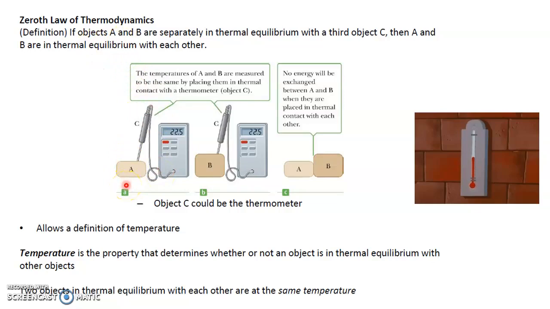If object A and B are separately in thermal equilibrium with a third object C, then A and B are in thermal equilibrium with each other. When two objects are in thermal equilibrium, there will be no further heat transfer occurring. Because of this, we can say that the temperature is the property that determines whether or not an object is in thermal equilibrium with other objects. Two objects in thermal equilibrium with each other are at the same temperature.